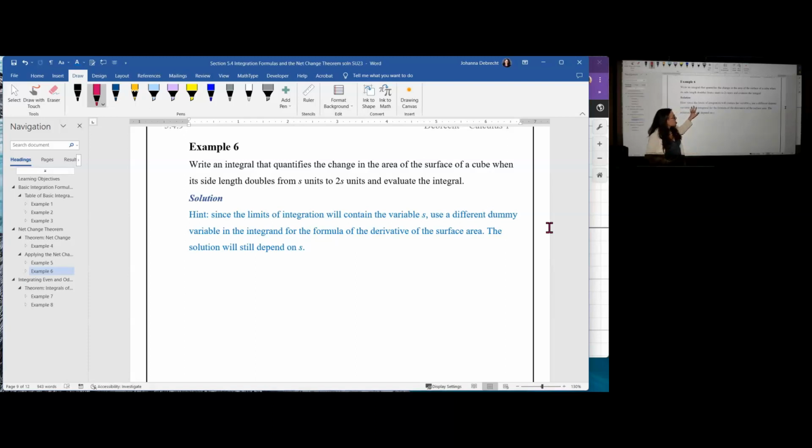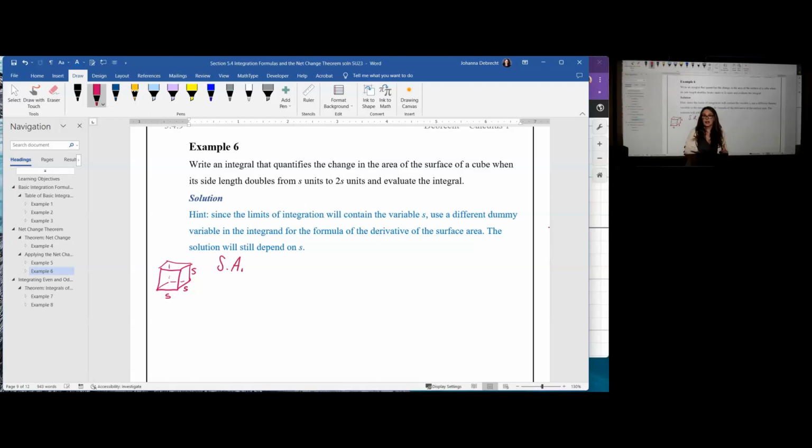In this case, we're going to first find the formula for the surface area of a cube and relate it to the side length s. In order to do that, go ahead and draw the image of a cube. After drawing the image of the cube, go ahead and label the sides and think about what the surface area of the whole thing would be.